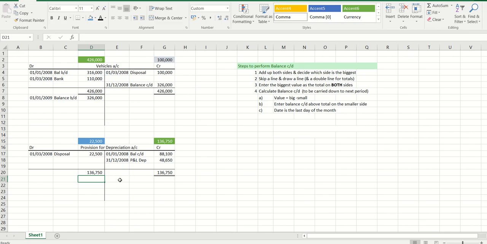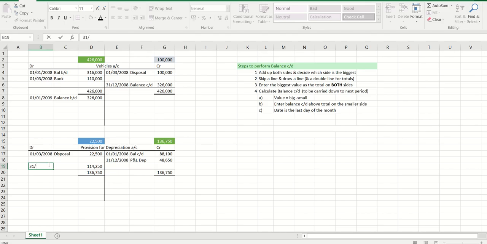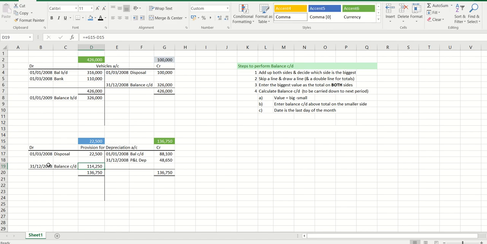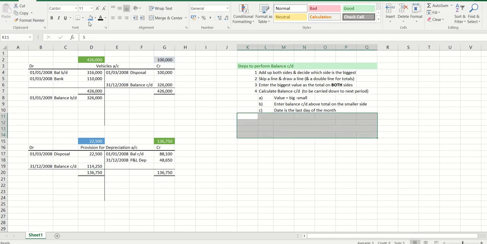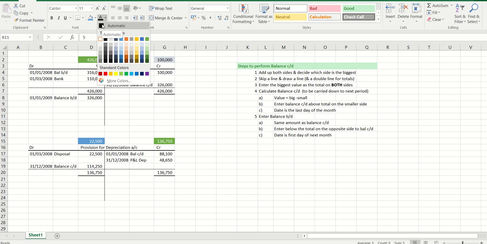And now we're going to calculate our balance CD, which is going to be on the smaller side. So this time, the smaller side is the debit side, above the total. Okay, it's going to be the big number minus the small number. It's going to have the last day of the year and its balance CD, the balance to be carried down into the new year. So that's our step 3, above the total on the smaller side. You will notice that the smaller side is different in a liability account to an asset account.